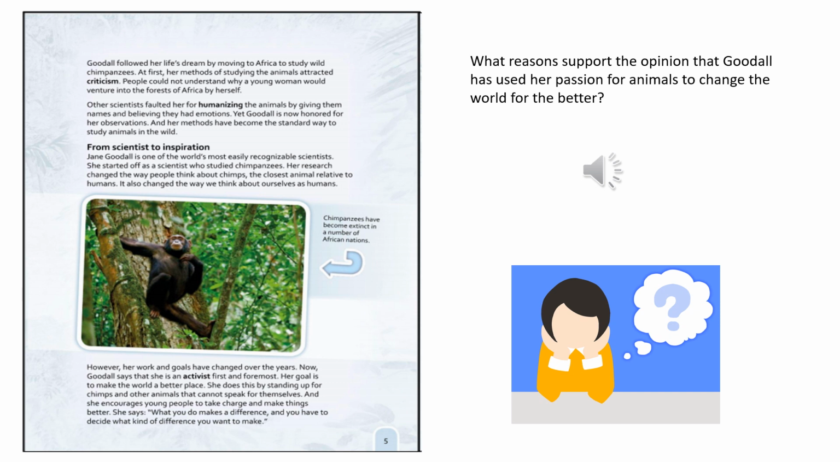From scientist to inspiration. Jane Goodall is one of the world's most easily recognizable scientists. She started off as a scientist who studied chimpanzees. Her research changed the way people think about chimps, the closest animal relative to humans. It also changed the way we think about ourselves as humans. However, her work and goals have changed over the years. Now Goodall says that she is an activist first and foremost. Her goal is to make the world a better place.